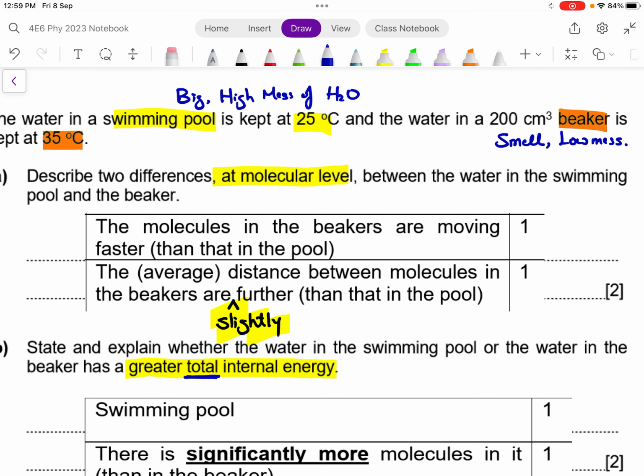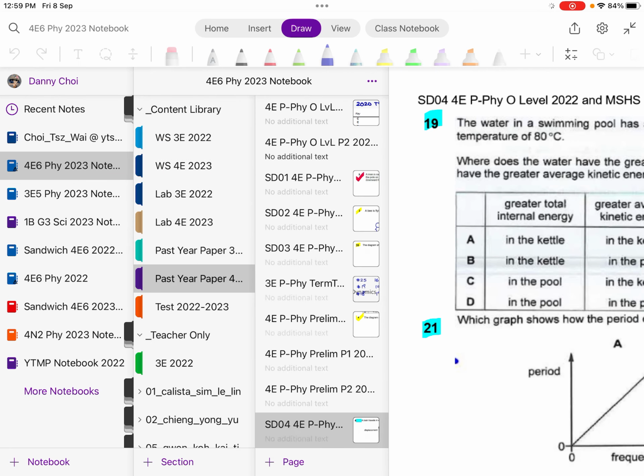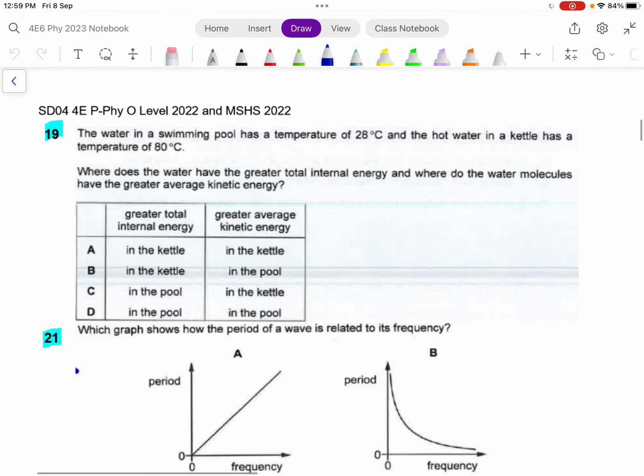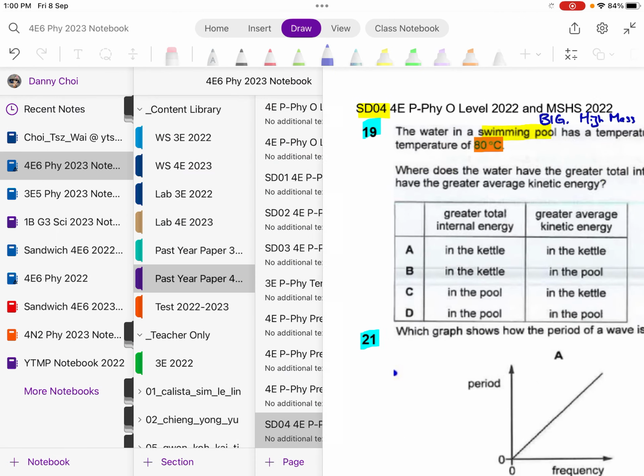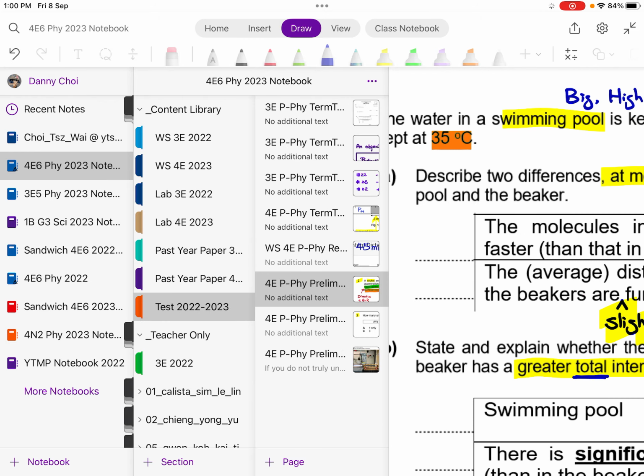So far, okay? Now, if you go to your subject day 4, question 19, you will see this question. Swimming pool, cool. Kettle, a smaller volume, hot. So, swimming pool, big, high mass. Kettle, hot, but small, low mass. Now you see the similar context.